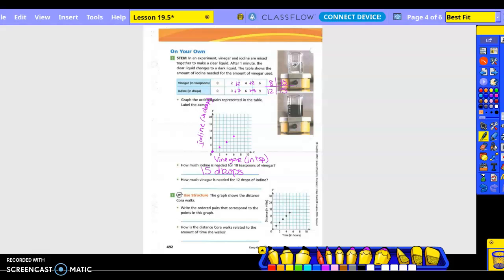How much vinegar is needed for 12 drops of iodine? Okay, the only thing is, we already did it, right? So we already did our work, okay? So then we're going to look at that backwards, right? We go to the 12 and then look what's above it, the 8. So 8 what? Teaspoons.